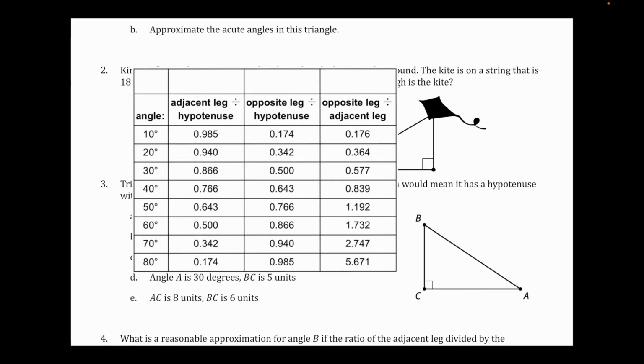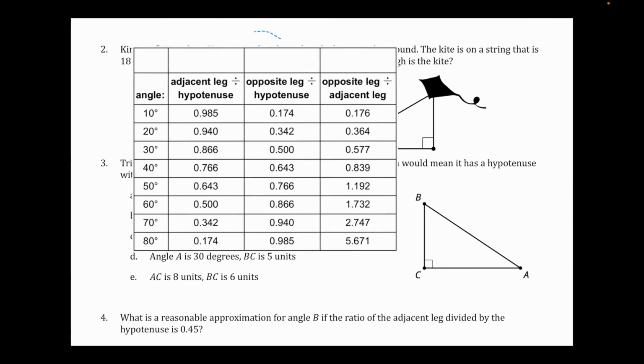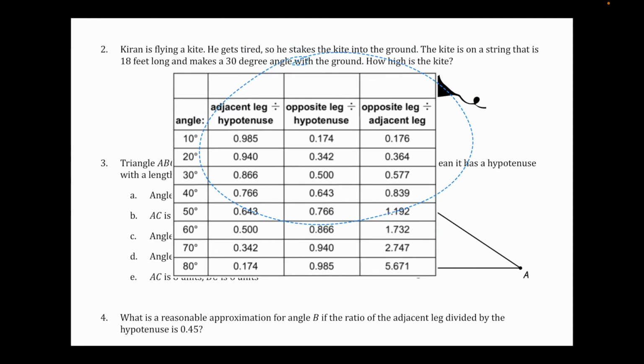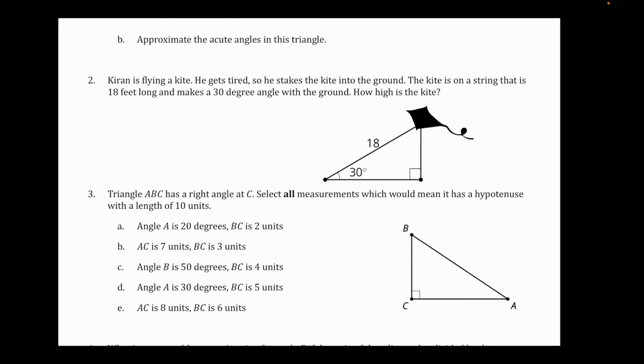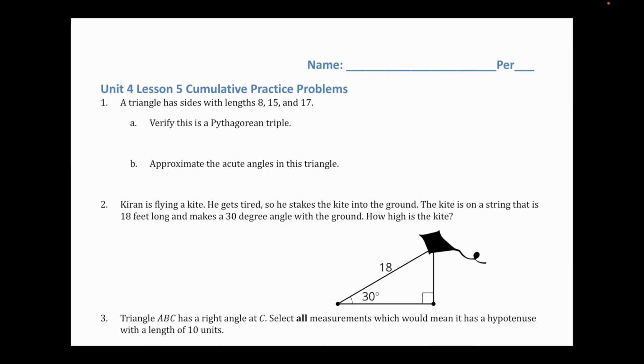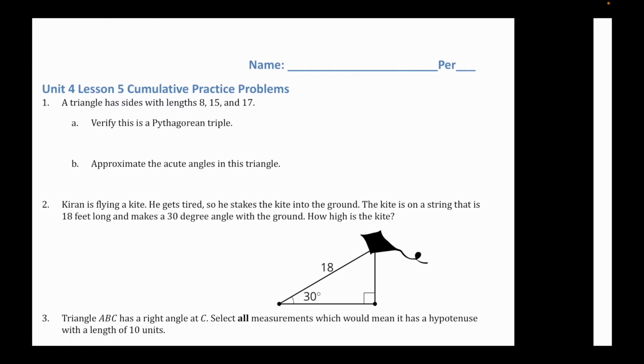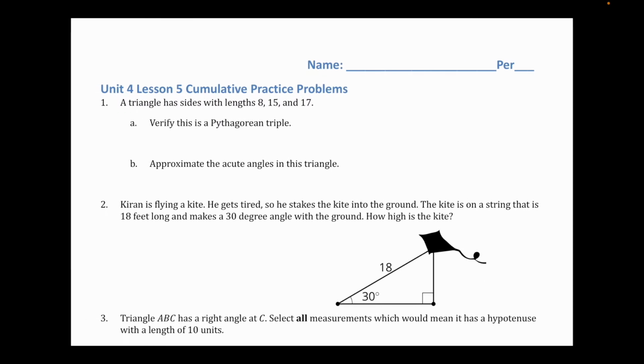So for right now, let's actually get this out of here. Whoops, could use my pen for that. So we'll delete that, and let's look at our first question. We have a triangle with side lengths 8, 15, and 17. We want to do two things: verify it's a Pythagorean triple and then approximate the acute angles in this triangle.